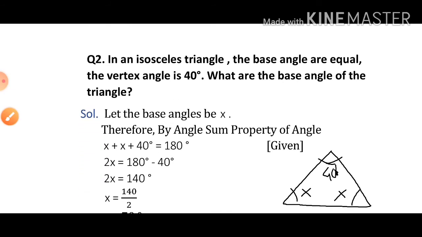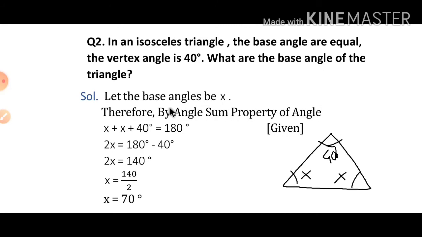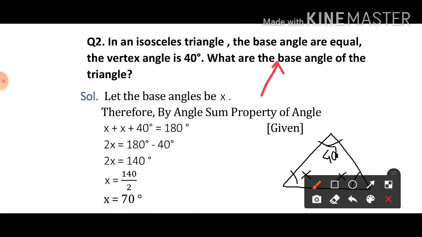Then question number 2. In an isosceles triangle, the base angles are equal. The vertex angle is 40 degrees. What are the base angles of the triangle? First of all, we will see what is an isosceles triangle. We know that a triangle means a figure having 3 sides. 1, 2 and 3. Isosceles triangle means any 2 sides are equal.